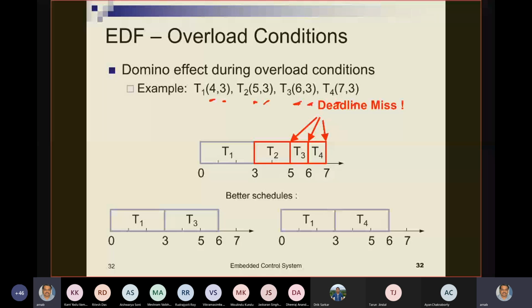Why does RMA win here? Because RMA has this nice property. What does RMA say? That given a set of tasks, if you have set the priorities of the tasks offline, then RMA provides the guarantee that no higher priority task will miss its deadline because some lower priority task has taken more time than it should.